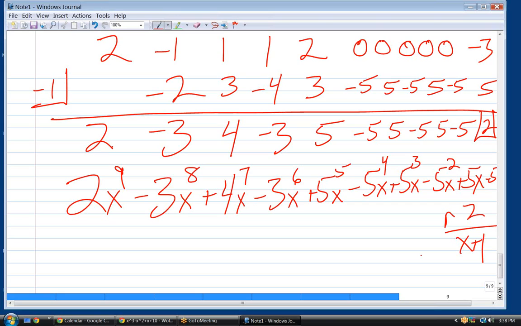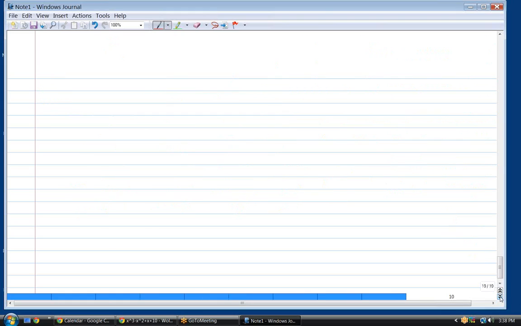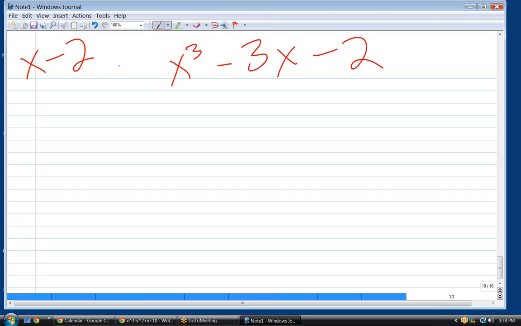I couldn't figure out why that was in there because none of the others are anywhere near like it. Actually, 22 is a little bit like it. Let's do 22. We're dividing x cubed minus 3x minus 2 by x minus 2. Okay, so what goes in the box? 2. What goes across the top? 1, 0, -3, and -2.